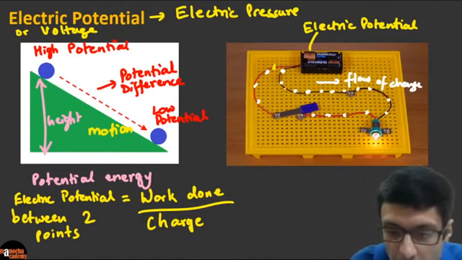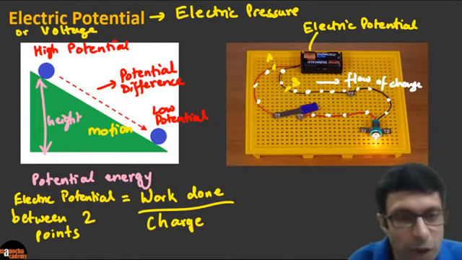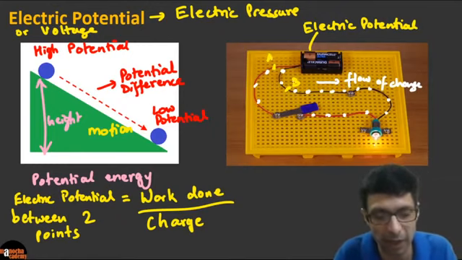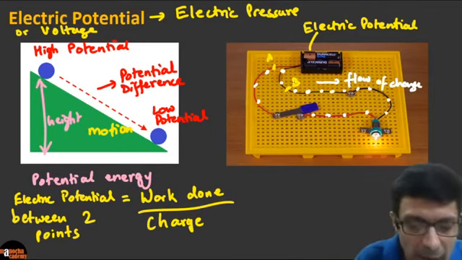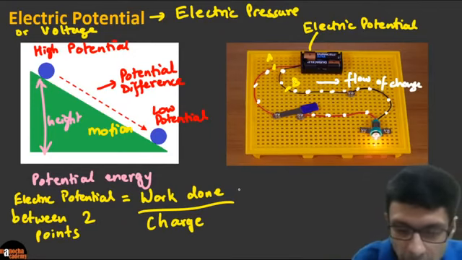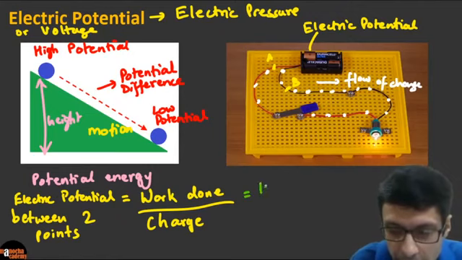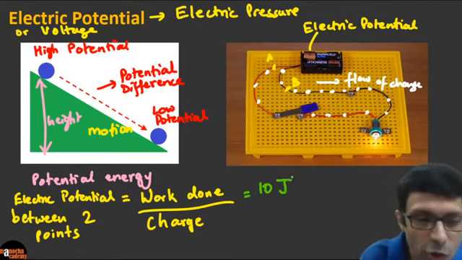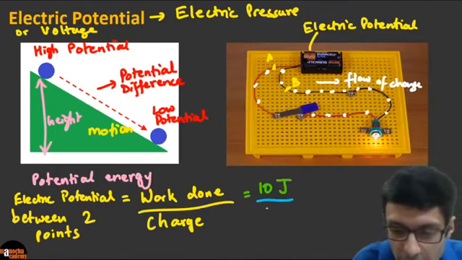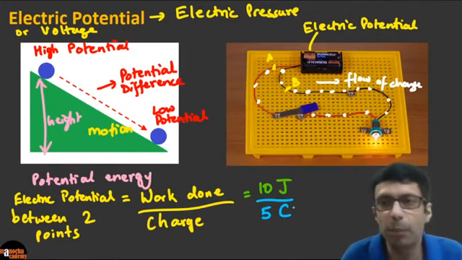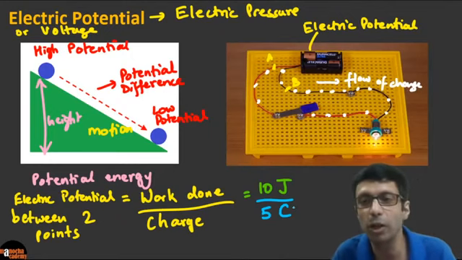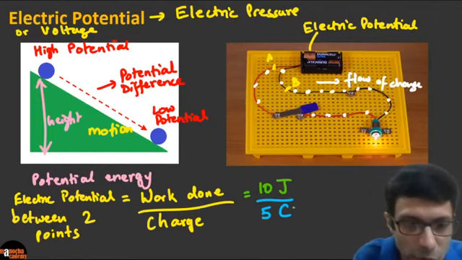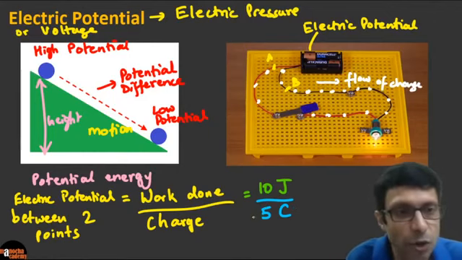Let's say this point here, point A and point B, or whatever 2 points you're considering, or the ends of the battery, the terminals of the cell. So it is defined as the work done by the charge. Let's take an example. Let's say the battery here, the cells are doing 10 joules of work to move 5 coulombs of charge. So the work done is 10 joules divided by 5 coulombs. So what is the potential difference? Come on, can you guys calculate? Work done per unit charge means work done divided by charge. So who can tell me what will be the electric potential here based on these numbers?